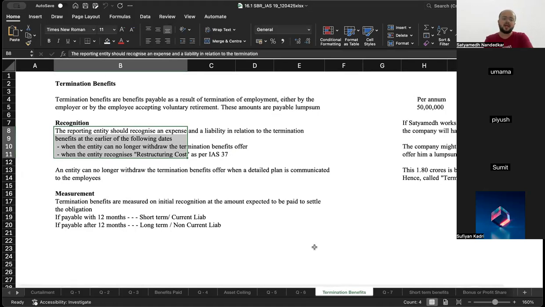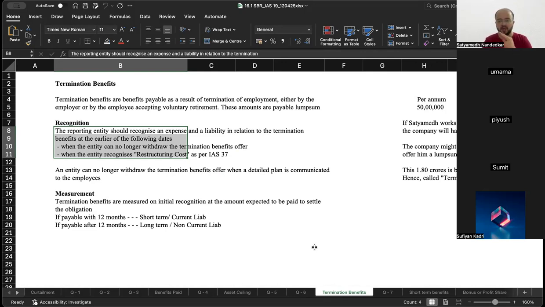Termination benefits are basically benefits payable at the time of termination of employment. मतलब आप employee को निकाल रहे हो. This is not retirement. This is you are removing the employee or he is taking a voluntary retirement. The reporting entity should recognize an expense and a liability in relation to the termination benefits at the earlier of the following dates: when the entity can no longer withdraw the termination benefits offer, or when the entity recognizes restructuring cost as per IAS 37.